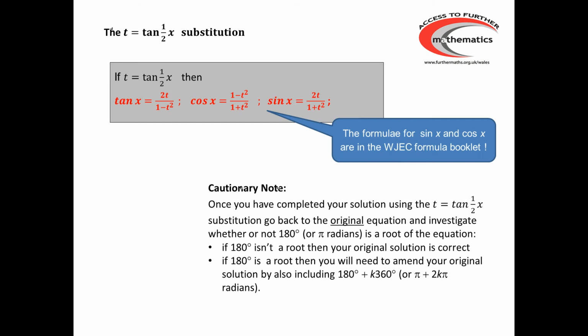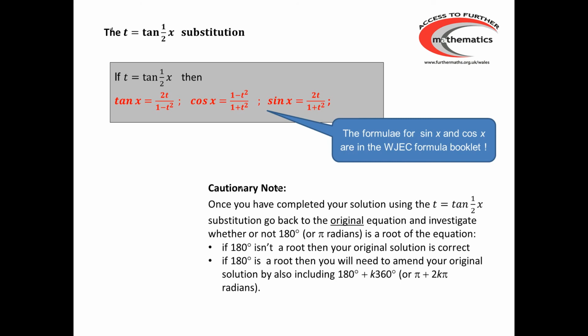Once you have found what you think is the complete solution, you need to go back to the original equation and investigate whether or not 180 degrees, or if you're working in radians, pi radians, is also a root of the equation. If 180 degrees isn't a root of the original equation, then the original solution that you found is correct. On the other hand, if 180 degrees is a root of the original equation, then you will need to add to your original solution the solution 180 plus k 360, or the equivalent in radians.